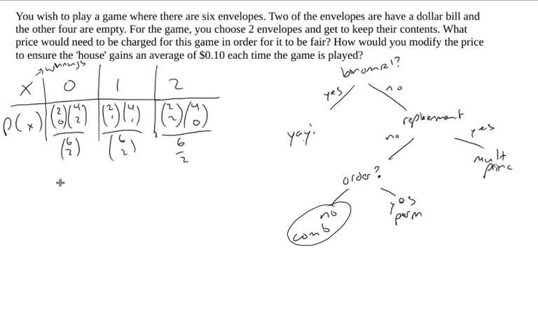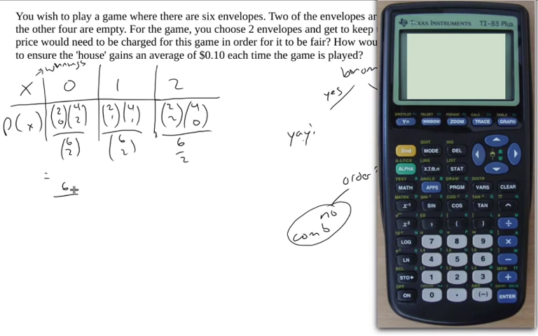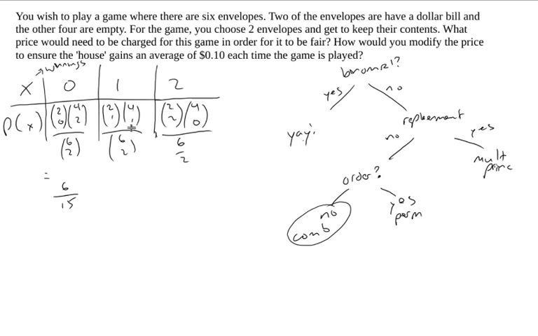These numbers I can actually figure out pretty easily. This is 1 times 6. 6 choose 2 is, I don't know offhand. 6 choose 2 is 15. 2 times 4 is 8 out of 15, and 1 times 1 is 1 out of 15. So those are my probabilities after I simplify them.